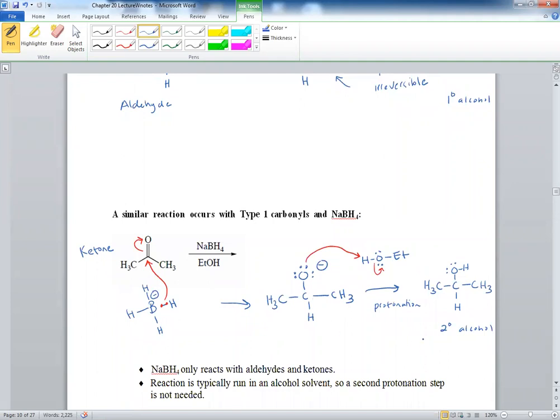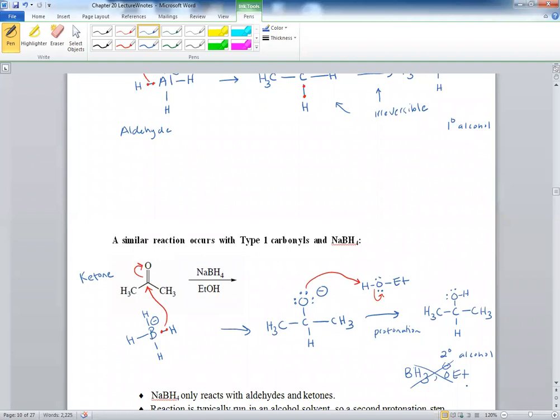Then you'll have BH3. You'd have OEt minus. They would actually be in one compound if you look at the mechanism, but all of these are just byproducts. We don't care about them. And then you would have the sodium.